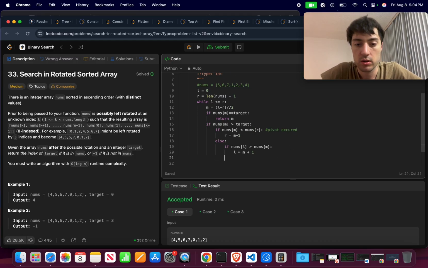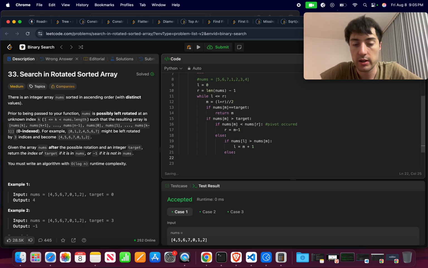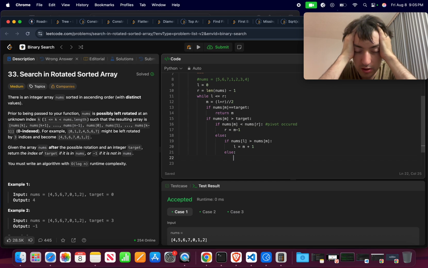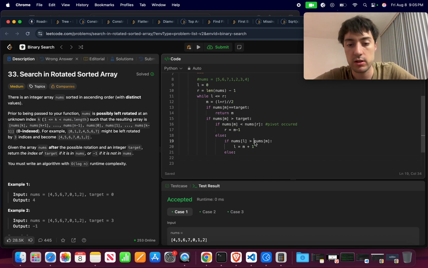And now, otherwise, I can get rid of my right hand side, because my left is going to be smaller than, and this should be target, because I don't care about mid.